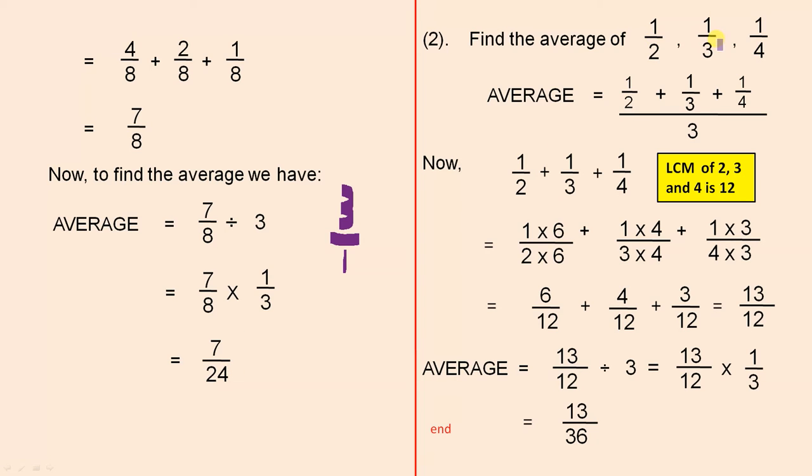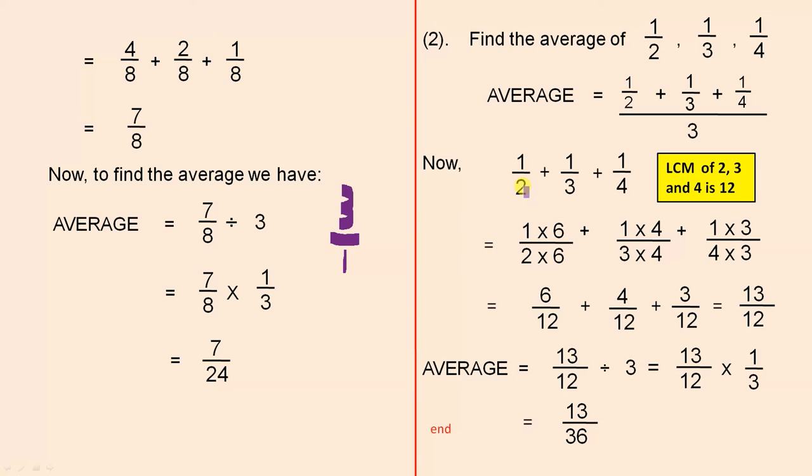Let's find the average of those three fractions. So we have to add them up and divide by 3. A half plus a third plus a quarter, we need to make the denominators the same. The lowest common multiple of 2, 3 and 4 is 12. That's the lowest number that those three will divide into. So 12 will be our denominator.